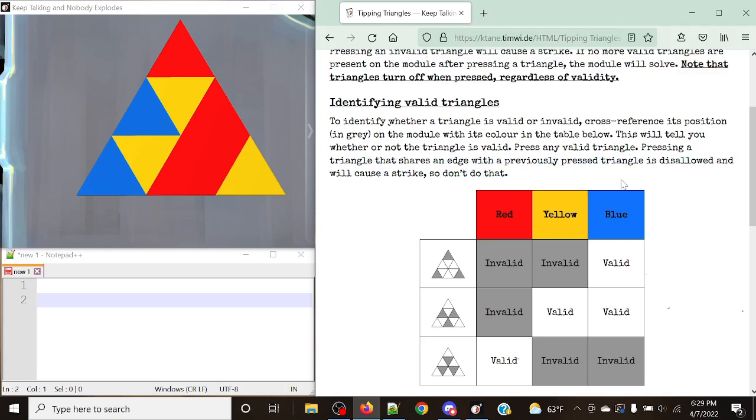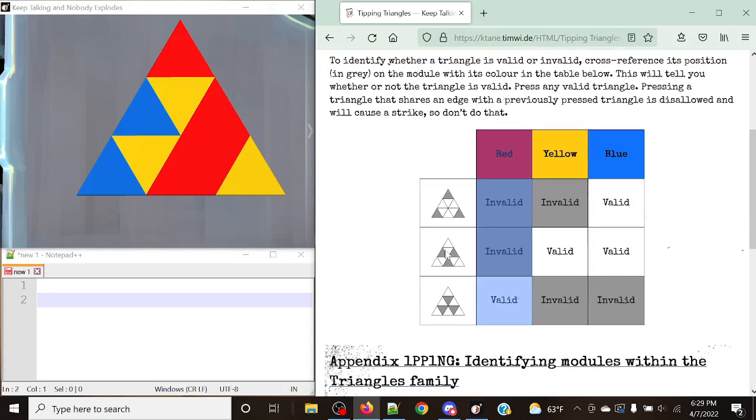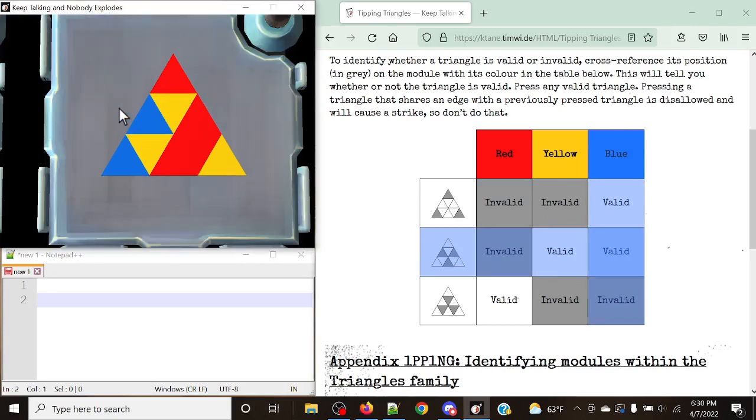A little bit trickier, but all we simply need to do is take a look at the position we're at in the module and correspond it with the color. In this case, the red at the top, which is currently marked in gray, each position will be in one position, by the way. The red at the top is going to be an invalid triangle. We do not want to press this one. Next up, we have the blue over here. Blue is in this row right here, and this is going to be valid. So we're going to be pressing this guy right here.